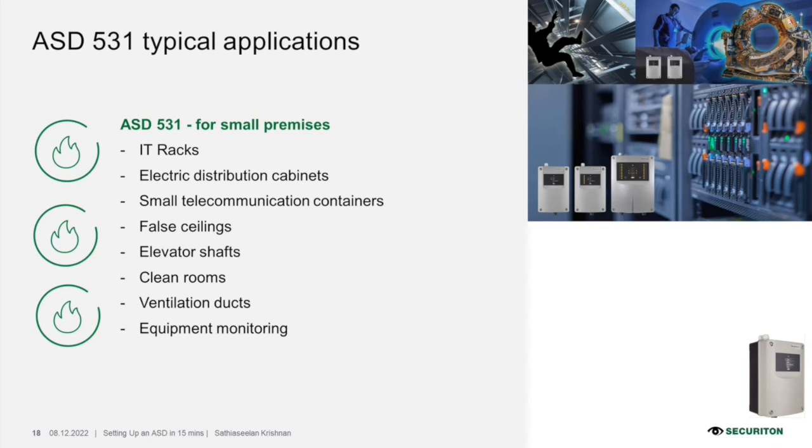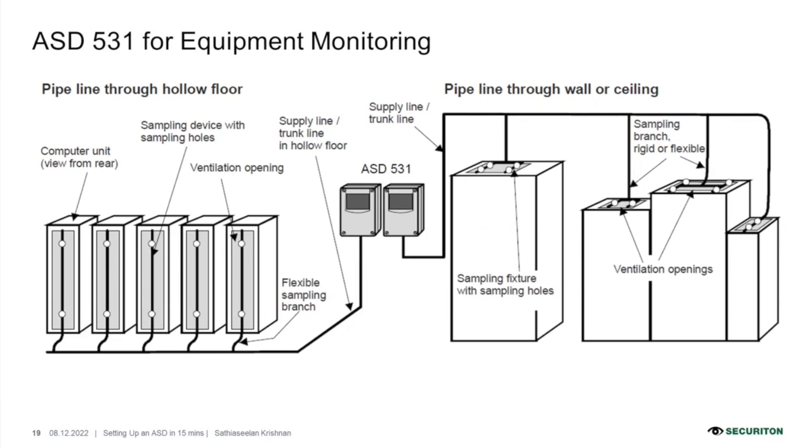So that's where ASD 531 plays the major role. They can zone each and every one of these fabrication areas. And ventilation duct, for example, because of air return units and ventilation duct, you can use ASD 531 as well. And not to mention equipment monitoring as well. Here, a typical example to show you how and where the ASD 531 can be used.